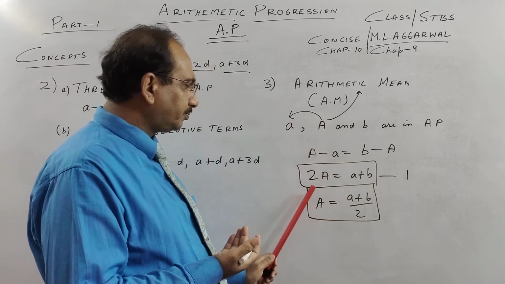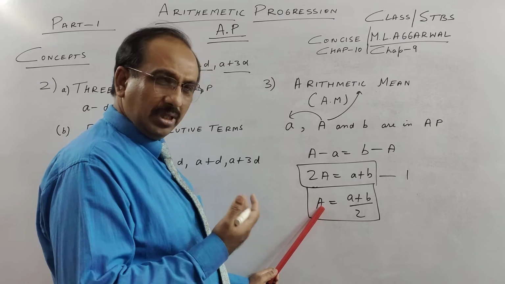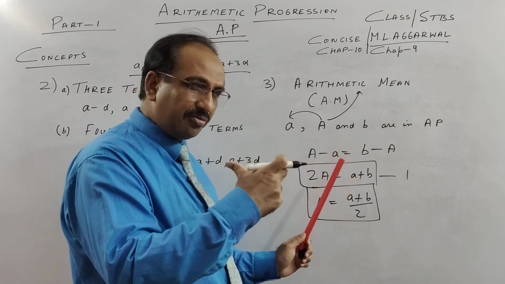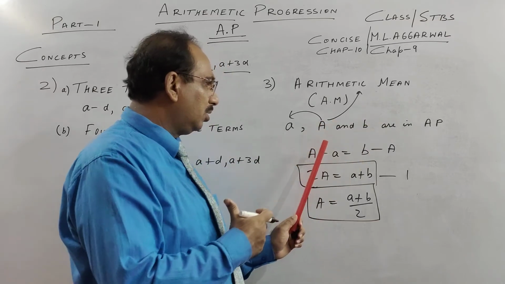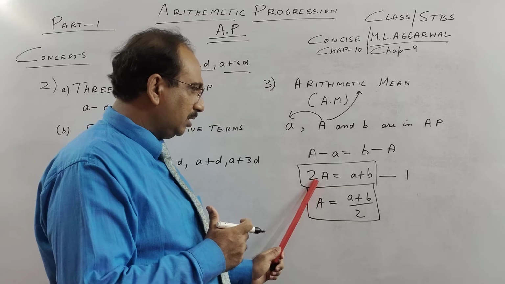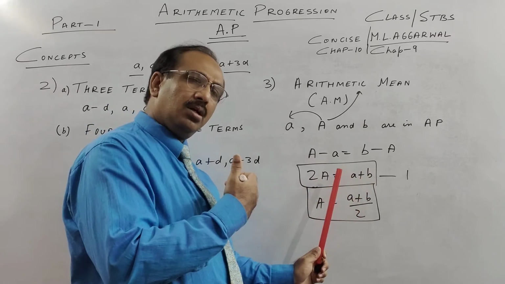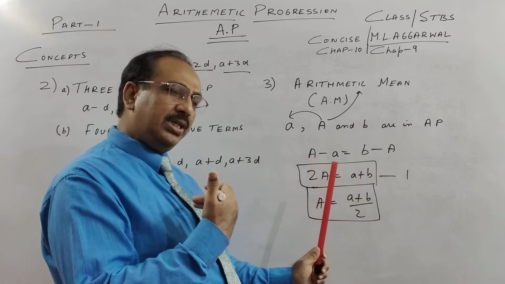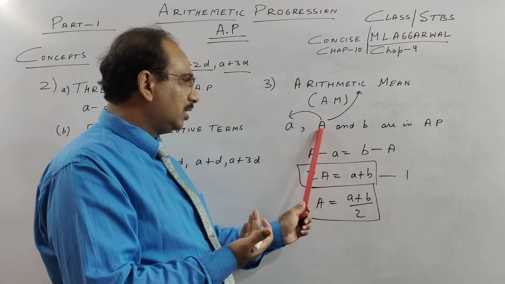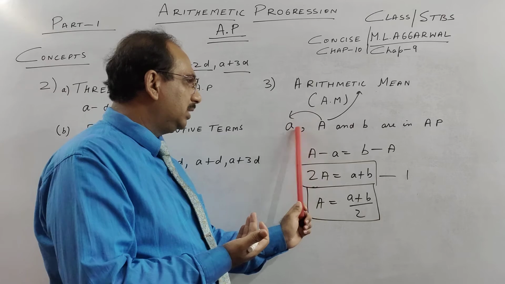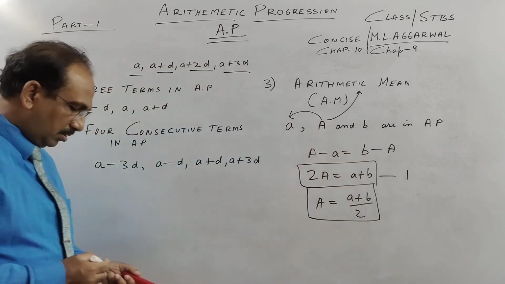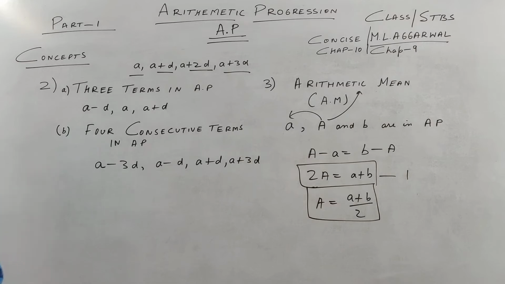So here, this middle term, actually in any AP, if you take 3 terms of an AP in a series, then twice the middle one is equal to the sum of its predecessor and successor, or the middle one is predecessor plus successor upon 2. Okay, so let us do 2 questions from ICSE.